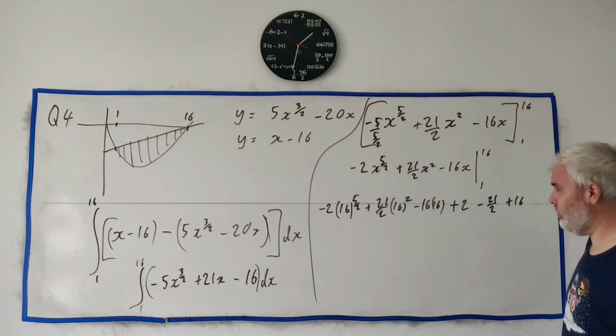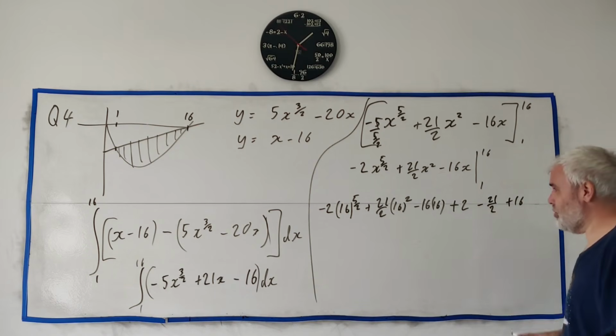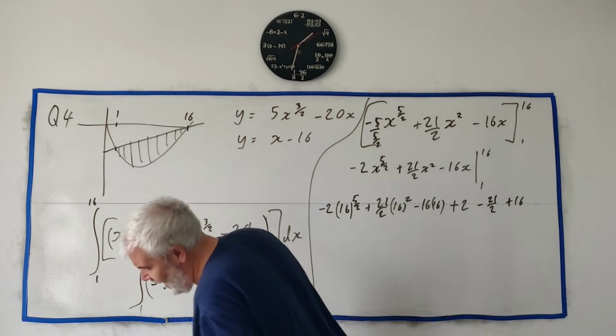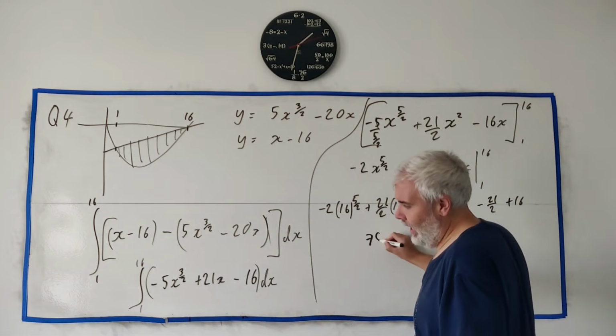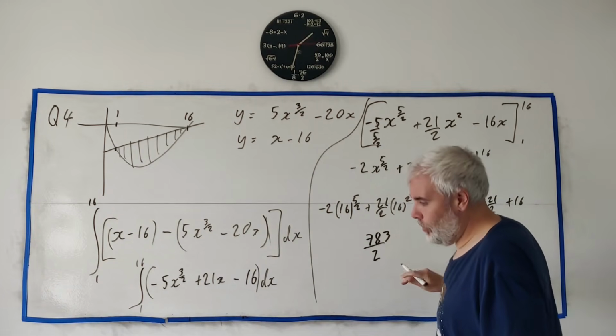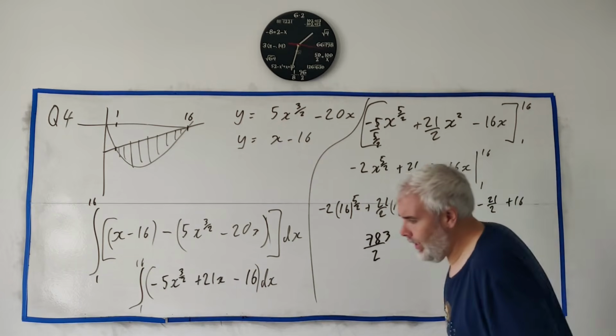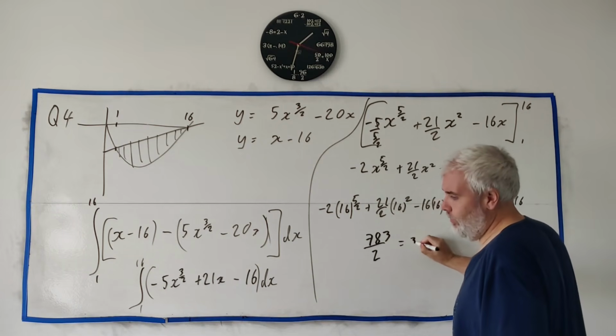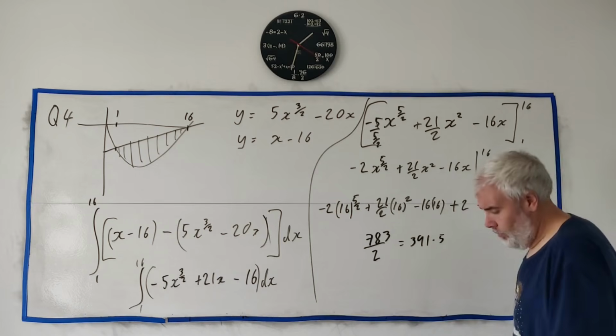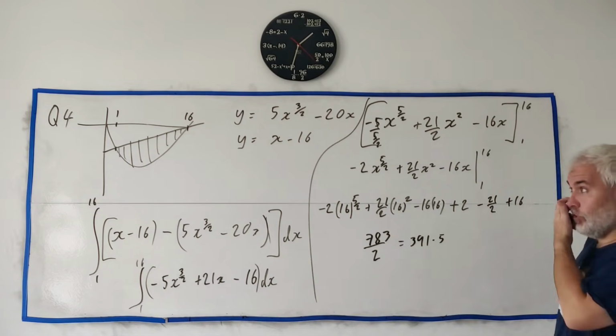Of course, be careful, do it multiple times, and check over your work. I get 783 over 2. If you divide that in, that's the same as 391.5.